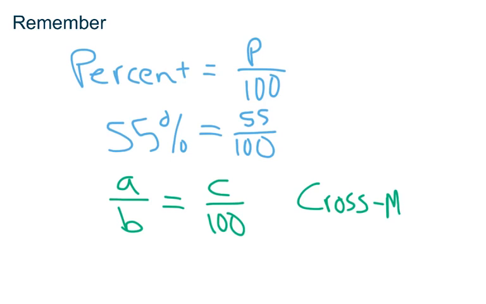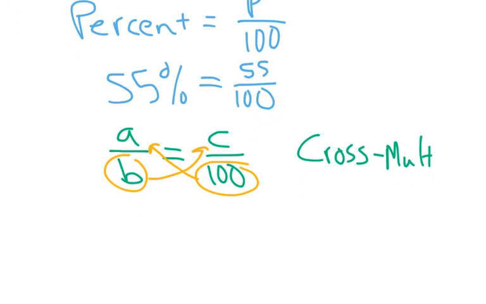And that is cross multiplication. What that is where we take the denominator from one number and we multiply it by the numerator of the other number. And so cross multiplication is 100A equals BC. And so the thing is, if we're going to try to find something like A, so actually let me write this down slightly differently.